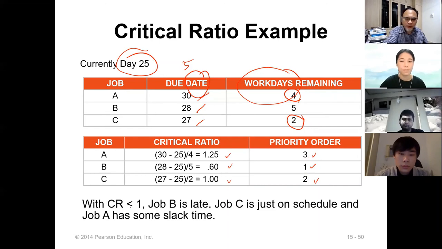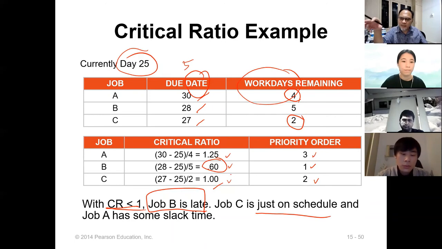Right. So basically with critical ratio less than 1, if job B is late, this is actually a delay, behind schedule, so you want to push that first. Job C is on schedule because it is 1. You see this sometimes used in project management as well. Project management will calculate critical ratio, how much time remains against the due date. If it is 1, it is on schedule. Job A has some slack, which means it has extra time that can be delayed a little bit, okay? So that's the meaning of critical ratio, to expedite jobs which are actually late. That's called critical ratio.